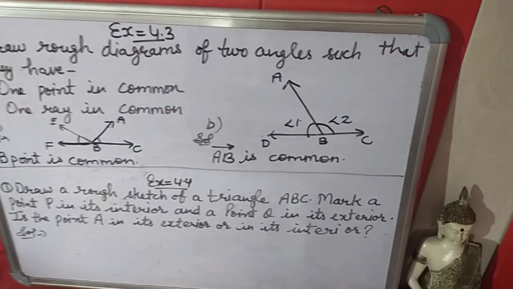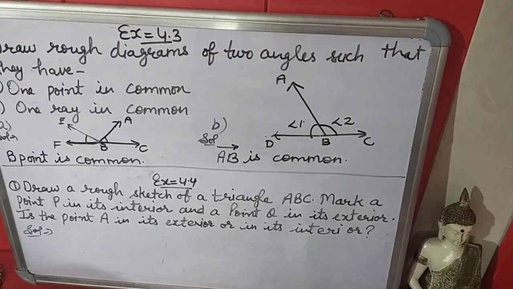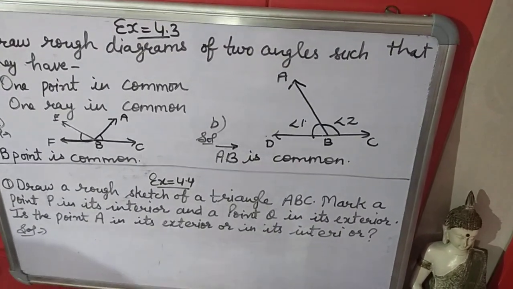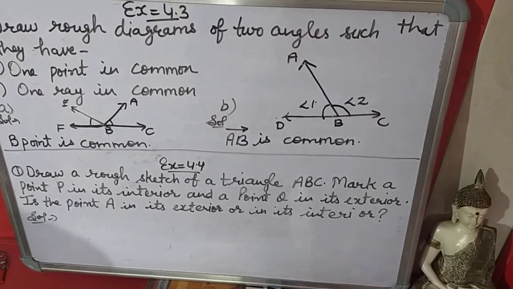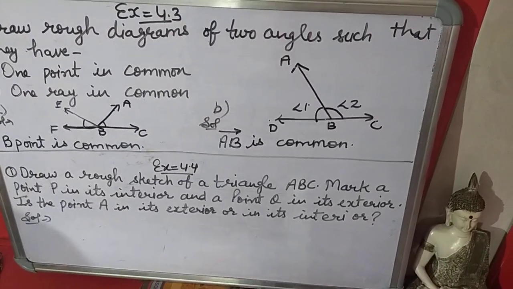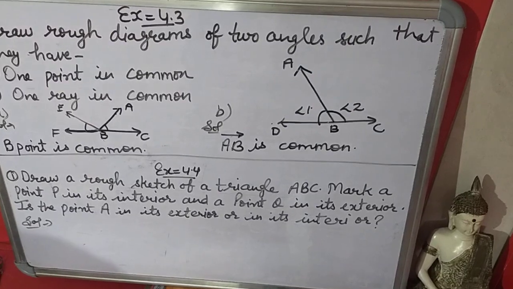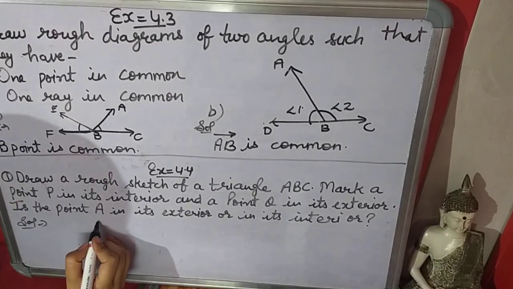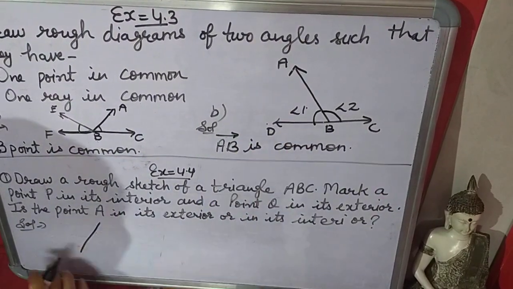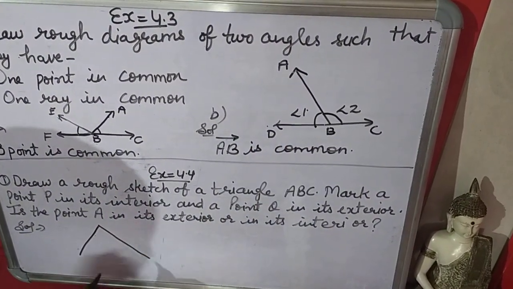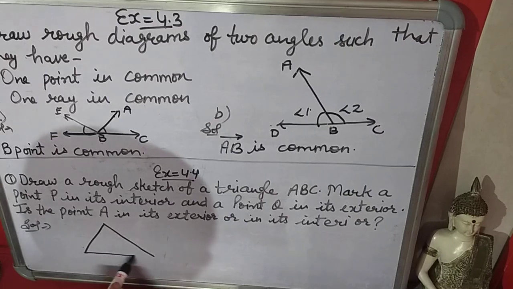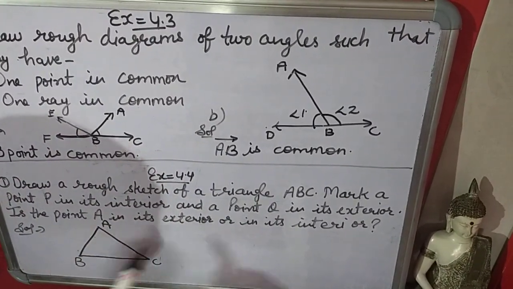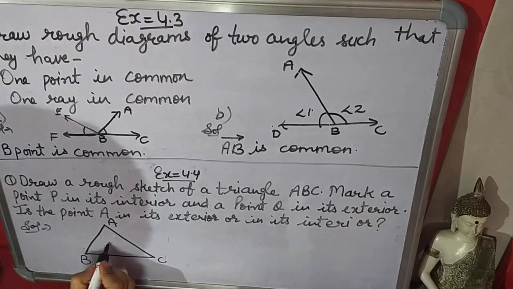Next, first question of exercise 4.4. Draw a rough sketch of a triangle ABC. Mark a point P in its interior, meaning inside, and a point Q in its exterior, outside. Or is the point A in its exterior or its interior? So first of all, we will make a triangle ABC. You have to draw these with pencil, with a scale and pencil. So you will make triangle ABC here.